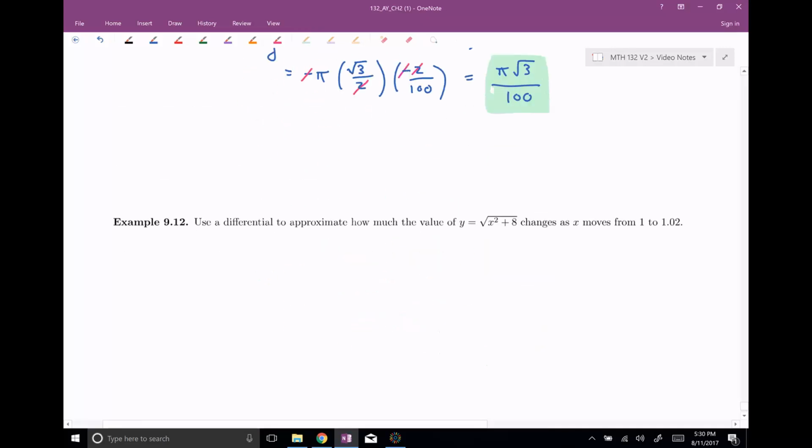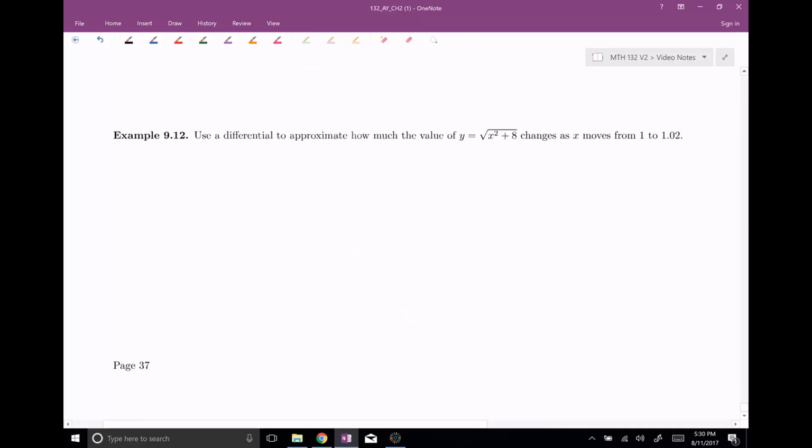All right, one last one on differentials. Use a differential to approximate how much the y value, y equals root of x squared plus 8, changes as x moves from 1 to 1.02. So in this case, this doesn't give me a dx value. This is where it ends, at 1.02, and it started at 1. So how much did it change? Well, it changed in this case 2/100ths, but it went in the positive direction.